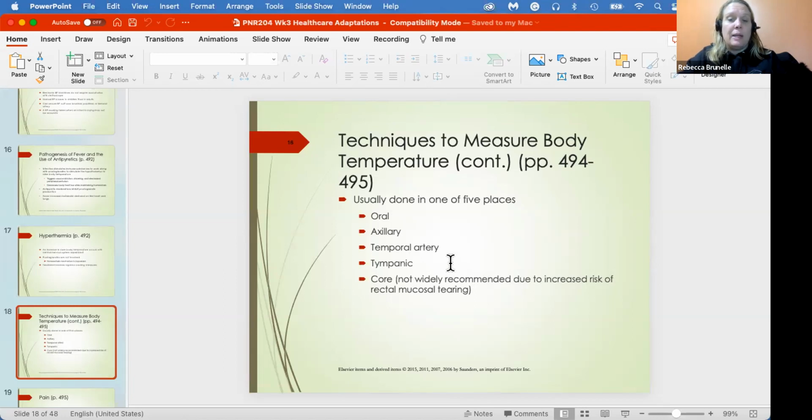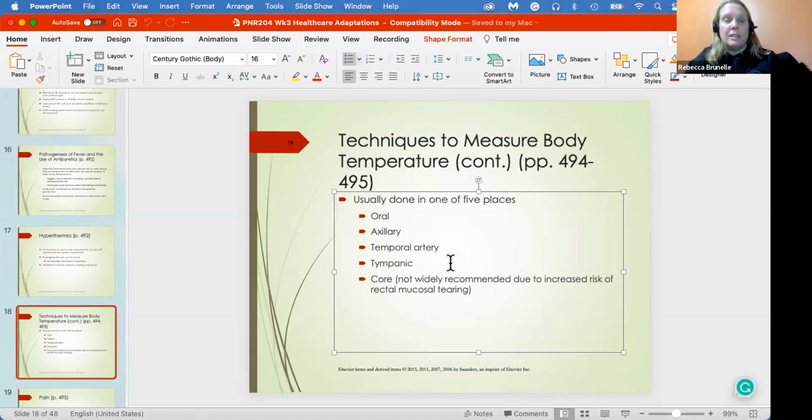And then the tympanic, is this inaccurate? Do you guys think that the tympanic is a good way to check the temperature of a kid? No. Not if you have poor technique.